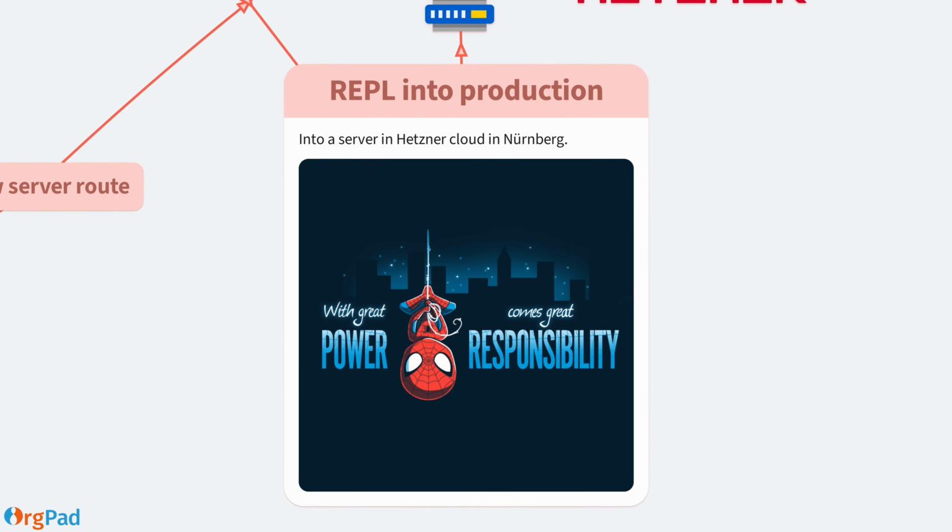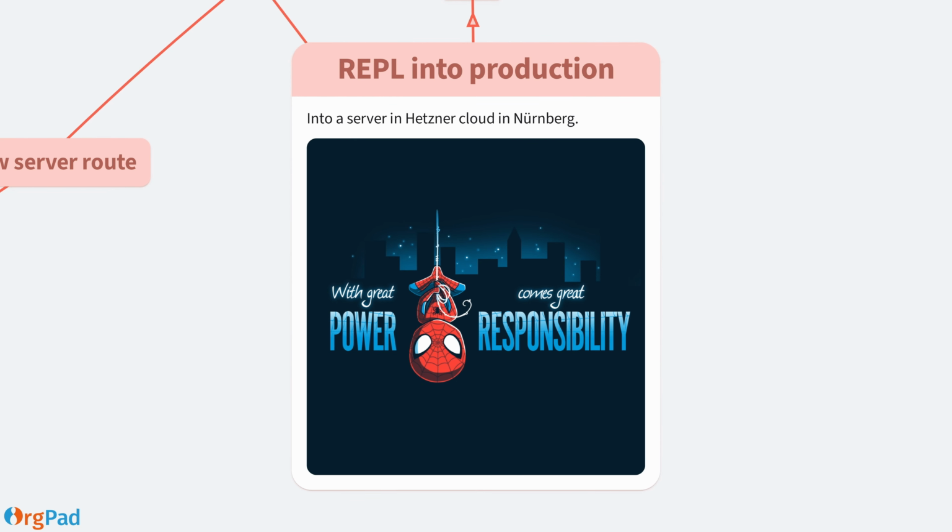I think the famous Spider-Man quote is very fitting: with great power comes great responsibility. REPL to production is an amazingly powerful tool, allowing us to do things which otherwise would be difficult or even impossible. But one has to be very careful when using it and understand the underlying system a lot. And sometimes you will burn yourself a little bit.